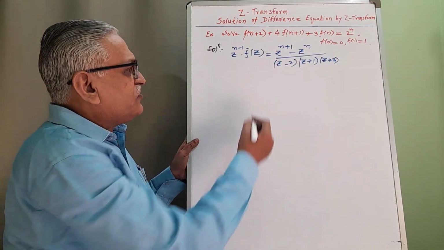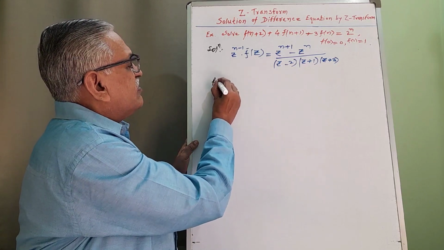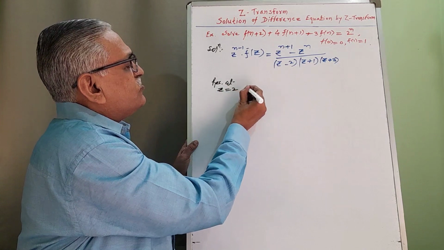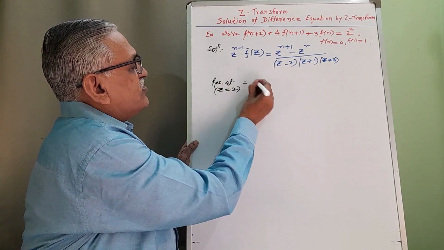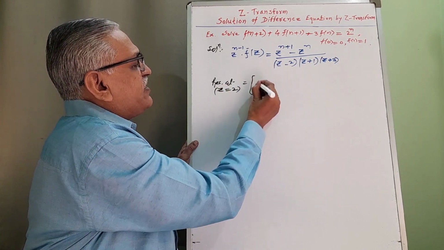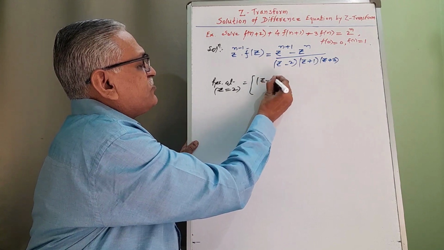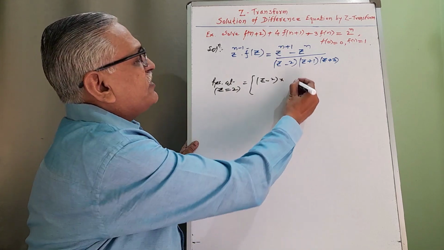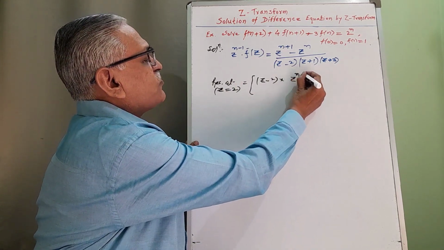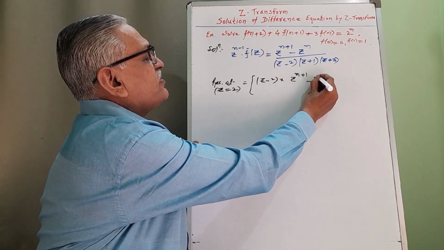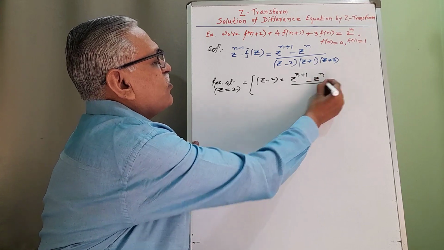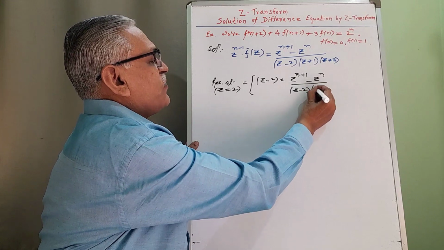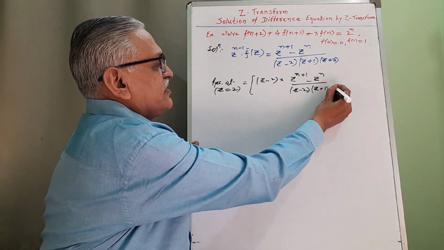Obtaining the first residue at z equals 2. As per the formula, it is (z minus a), z minus 2, multiplied by this term. That term is z^(n+1) minus z^n, and whole divided by (z minus 2), (z plus 1) and (z plus 3).